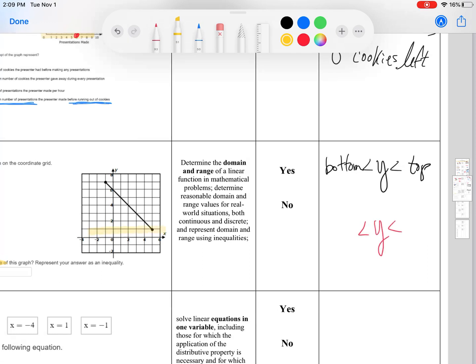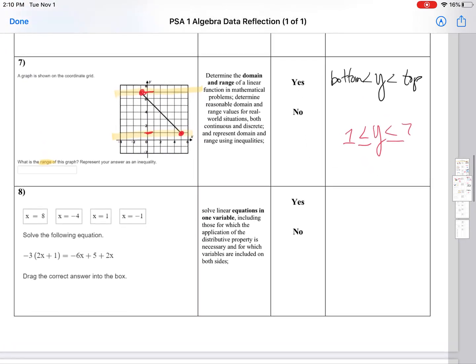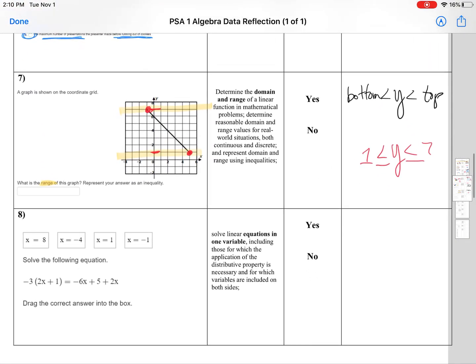The bottom or the lowest y value is right here. That cuts through the y-axis at 1. The top y value is right here. That cuts through the y-axis at 7. The bottom is a closed circle, so I close the symbol. The top is a closed circle, so I close that symbol as well. Okay, so number 7, correct answer, bottom to top.